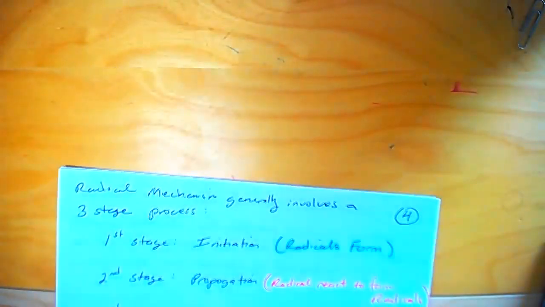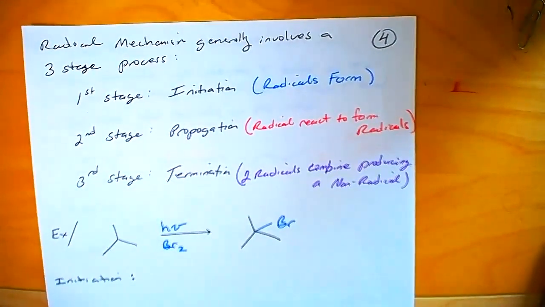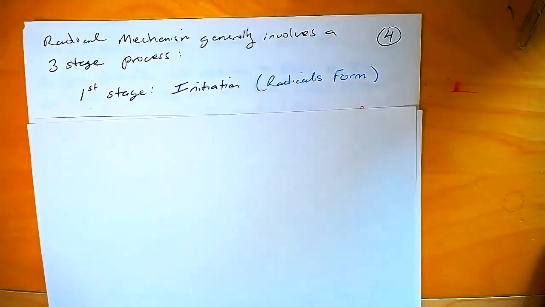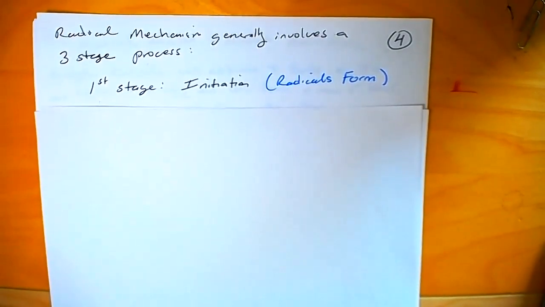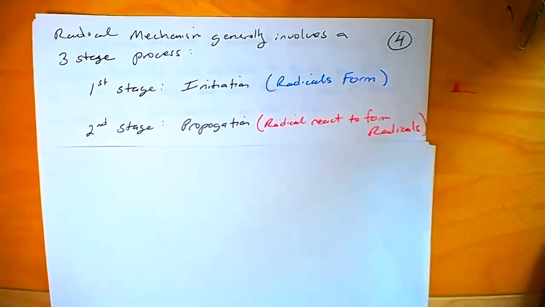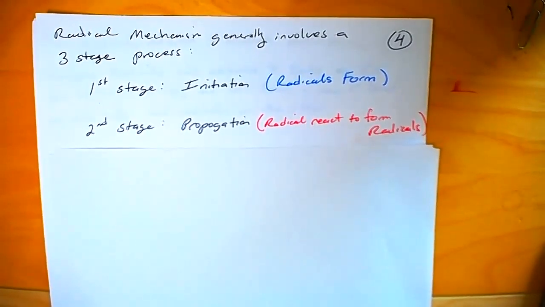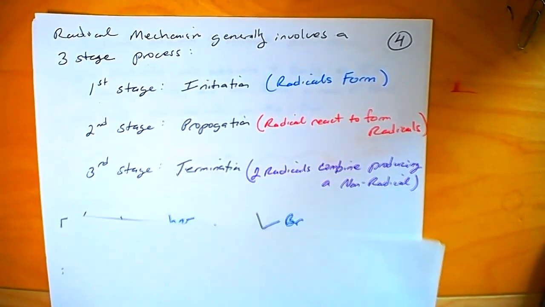Now, the mechanism I want to go through with you guys so you can see how this works. The way that radical mechanisms work is in the following process. There are 3 stages that you should be familiar with. The first stage is what's called initiation. This is where you just form the radicals. Then in the second stage, you have propagation. Radicals react to form other radicals. And then in the third stage, you have termination. 2 radicals combine, producing a non-radical species.